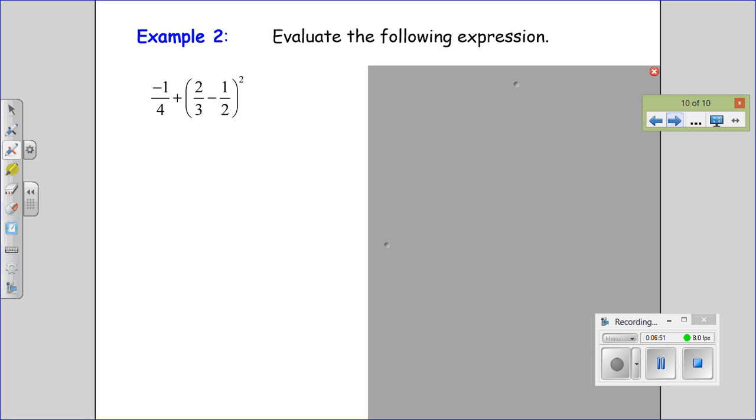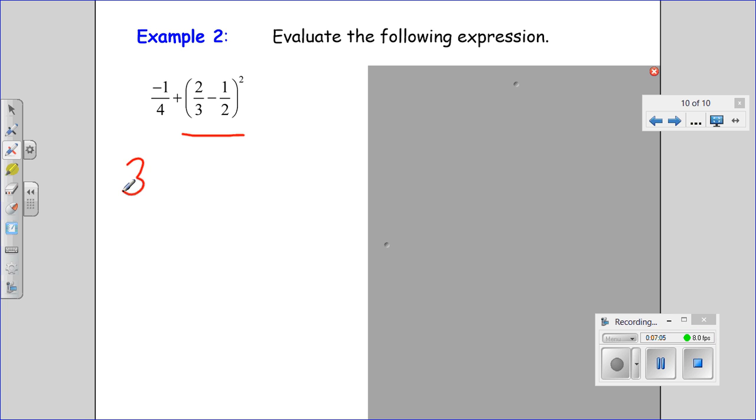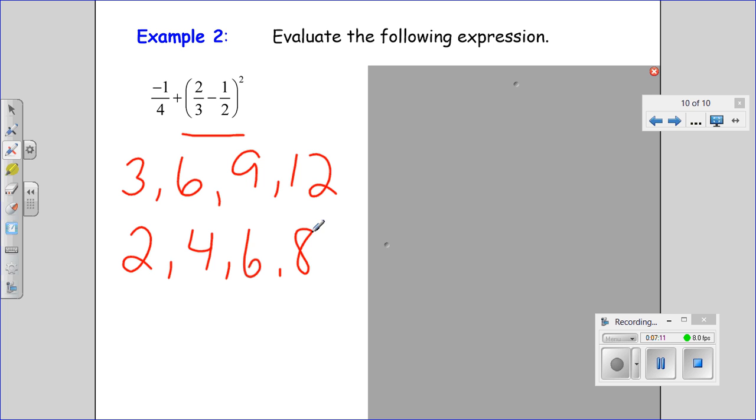In order to do this, we have to remember brackets first. Inside the brackets, we're subtracting 2 fractions. The 2 fractions do not have a common denominator, so the first thing we have to do is create a common denominator using multiples. Your multiples of 3 are 3, 6, 9, 12. And your multiples of 2 are 2, 4, 6, and 8. So your least common multiple is 6.